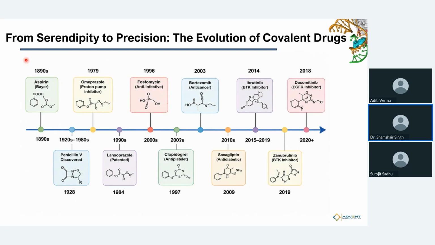So this is the evolution of covalent drugs from serendipity to precision. You can see that as early as the 1890s, aspirin was discovered, and since then penicillin, followed by omeprazole and lansoprazole, the anti-infective drug fosfomycin, clopidogrel, bortezomib, an anti-cancer drug, and saxagliptin, an anti-diabetic drug.